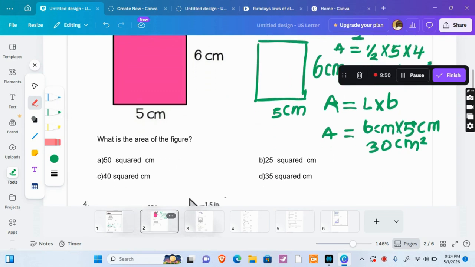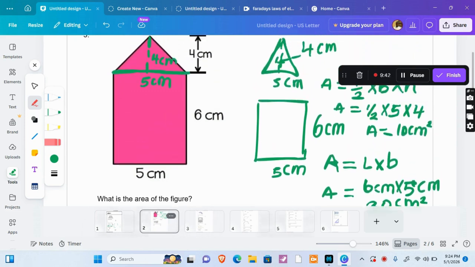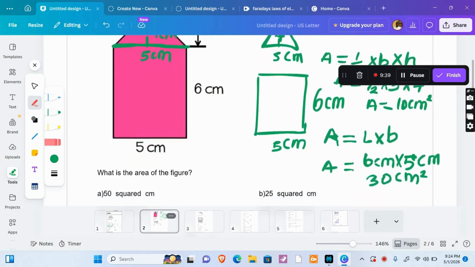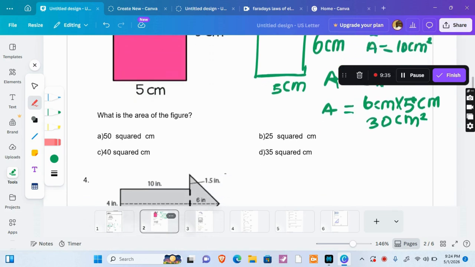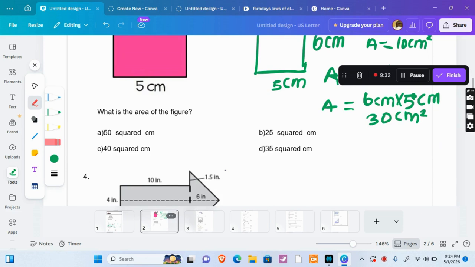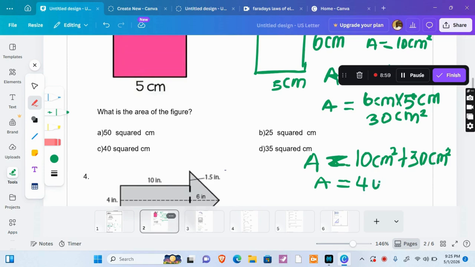So now to find the overall area of this shape, what we need to do is add the area of the triangle to the area of the rectangle. So the overall area of the shape is now equal to 10 centimeters squared plus 30 centimeters squared. When you add the two, what would that give us? That should give us 40. So the overall area of this composite shape is 40 centimeters squared.